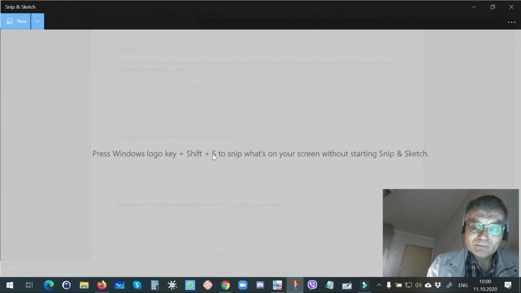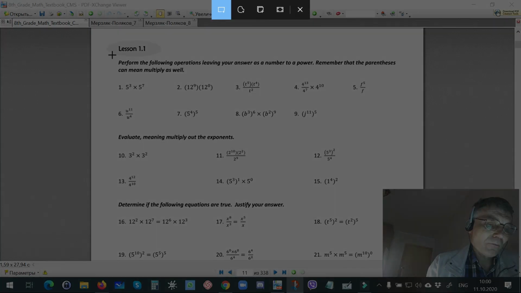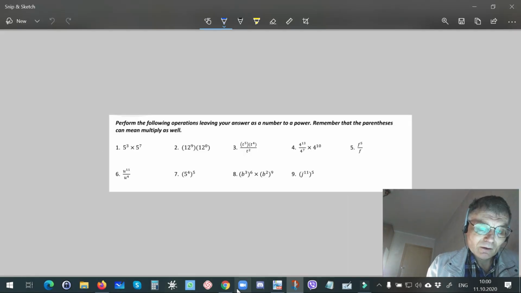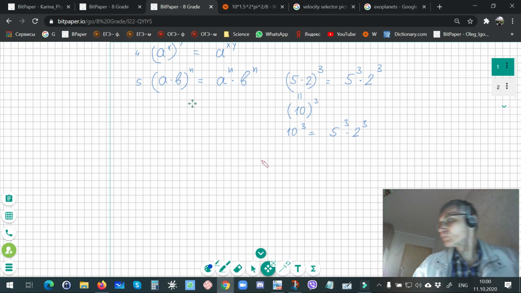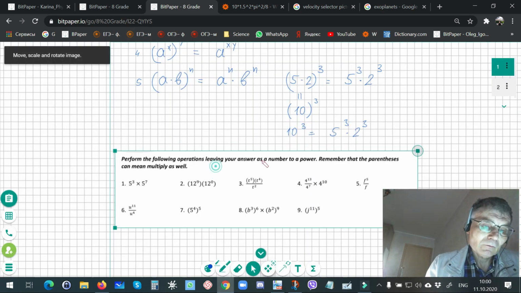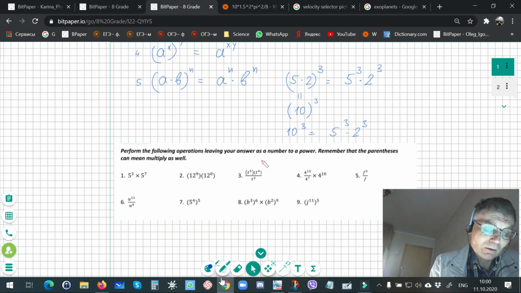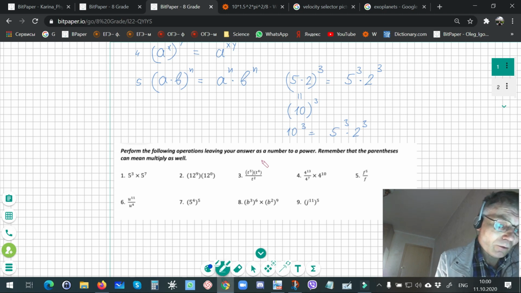so we have, let us perform this. According to the rules above, we just keep the same base, and we have to add the exponents. So we have to find the sum of 3 and 7. I won't write 3 plus 7, just 5 to the power of 10.